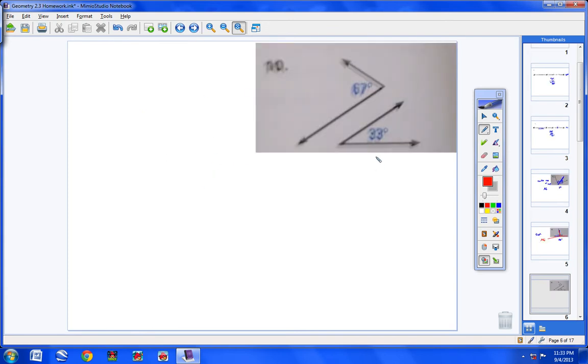Number 10, if we add 67 plus 73, we will get 140 degrees. And so not sup or comp, either one. And they're also non-adjacent because they do not share a common vertex. They do not share a common side. They're just two separate angles.